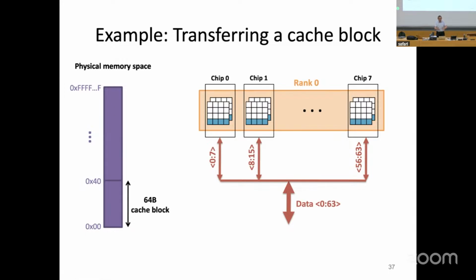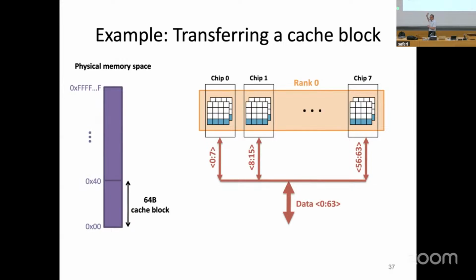So we're going to do that. We're going to access all chips concurrently to get the first byte. And then we're going to access all chips concurrently again to get the next byte, and then the next byte, and the next byte. So we're going to do 8 accesses concurrently to all of these chips to get 64 bytes.